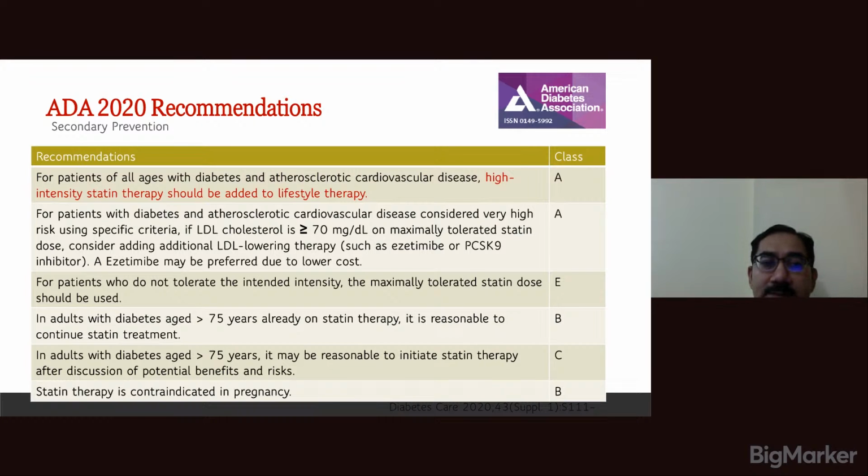In adults with diabetes and age of more than 75 already on statin therapy, it is reasonable to continue statin therapy. But in an adult newly diagnosed with diabetes whose age is more than 75 who was not on statin therapy earlier, it is the physician's discretion whether to start statin therapy or not.